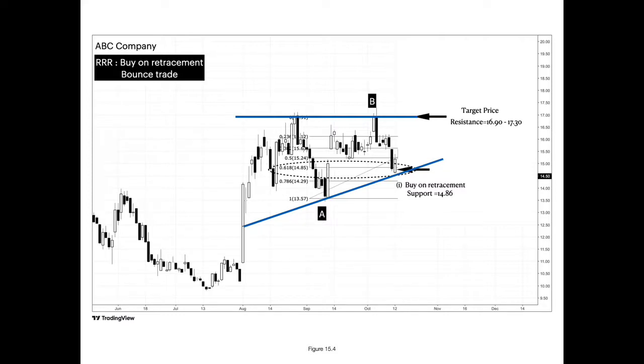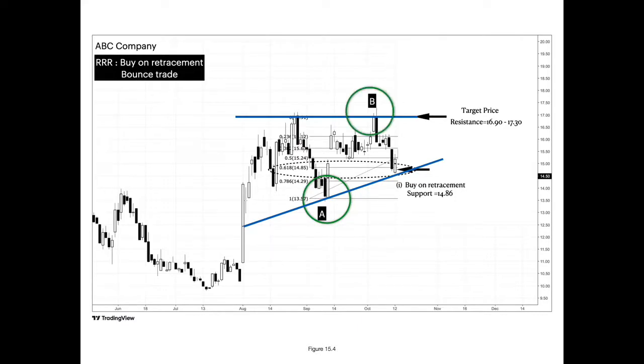However, when trading on a bounce trade, we assume the opposite. So this is an example of a chart where we will compute for the RRR based on a bounce trade at retracement levels. In this example, the price made a bounce from A and then a bearish candlestick was formed at the resistance point B.